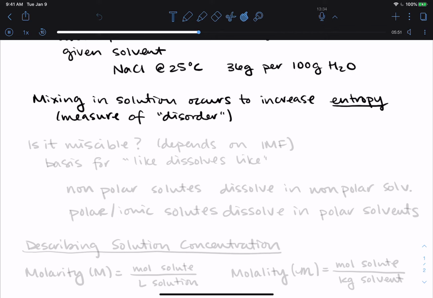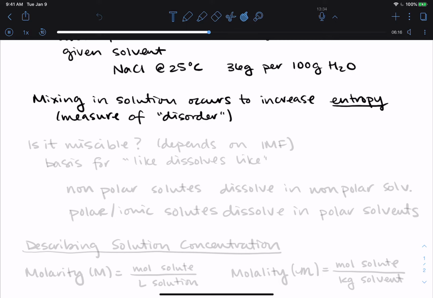Essentially, there's a law in thermodynamics that tells us that reactions like to proceed in the direction that increases the entropy of the universe. So if we can take a solute and split it up and mix it up with a bunch of solvent molecules, that would increase the entropy, which is a good thing in terms of getting things to mix together.